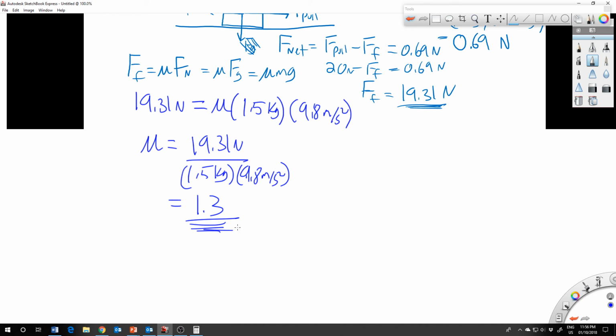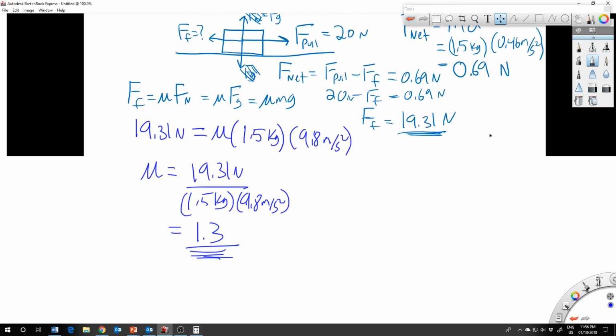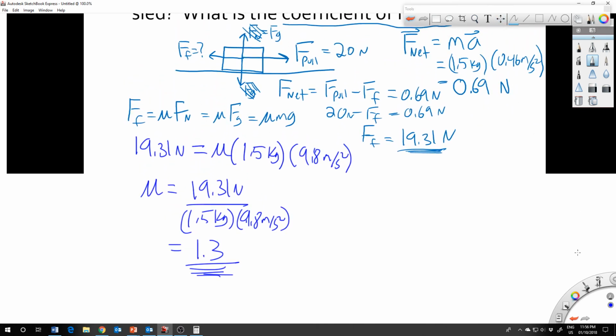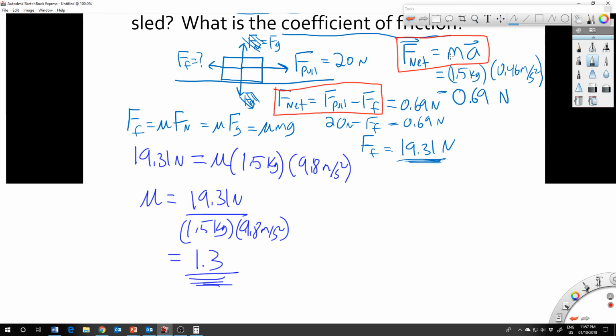So a key thing from this example is this part here. I'll highlight it in red. Net force can be calculated as two forces or multiple forces adding together, or it can be calculated as mass times acceleration. Those are both valid ways, and it's really dependent on the context of the problem.